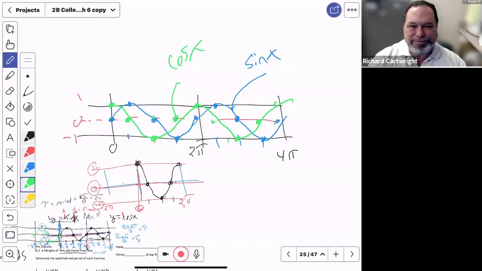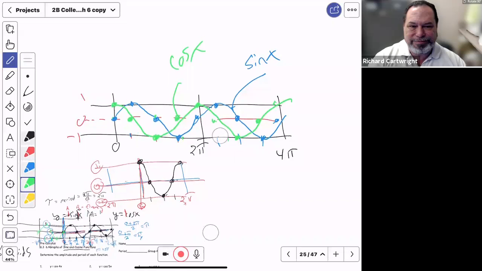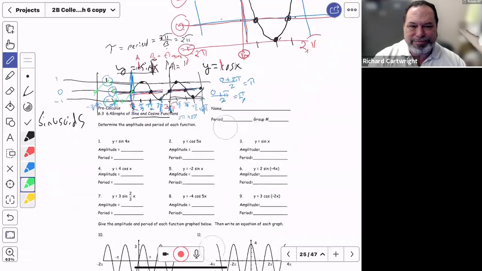I don't know how that happened. Anyway, those are called sinusoids because they're both actually the same curve. They're just shifted left and right. All right, so let's move on to what you were supposed to have learned besides that.